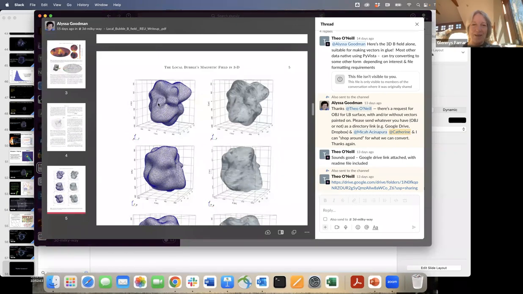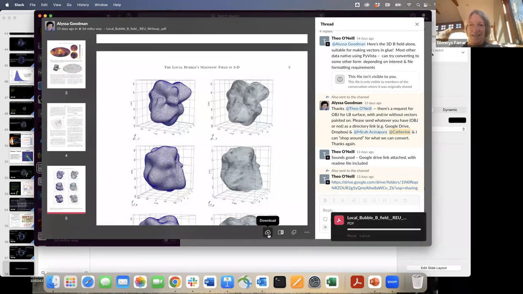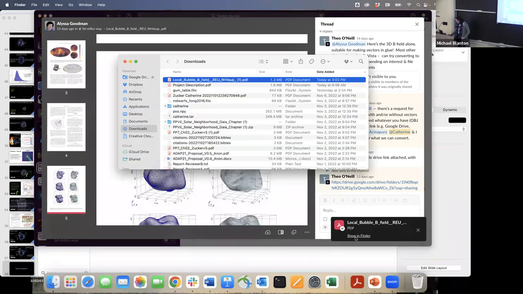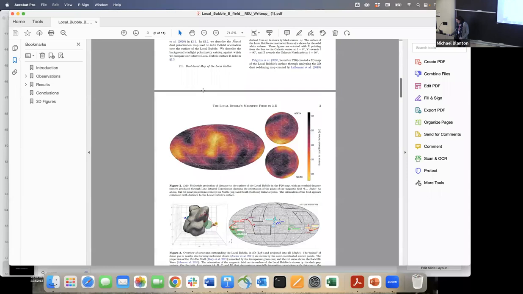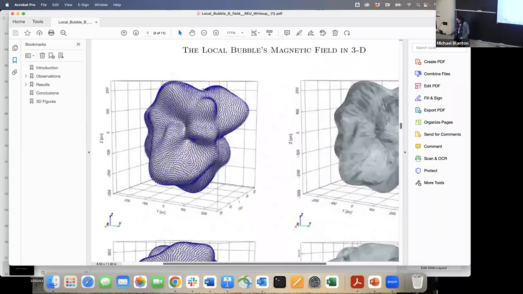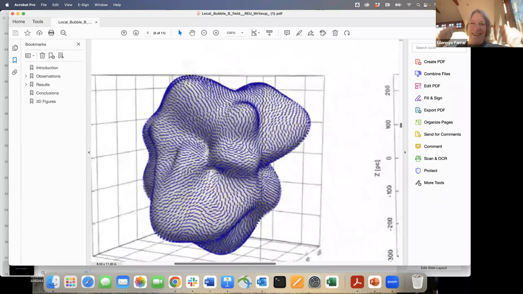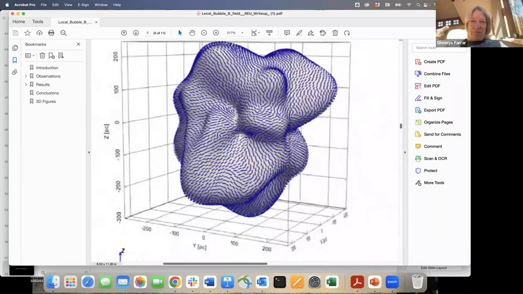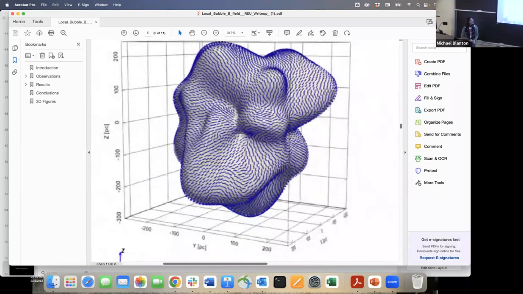That is phenomenal. It's so funny. The thing I have to do this afternoon is the press officer at the University of Virginia, where Theo is a student, wants me to write something like, why does this matter? Who would care about the magnetic field in 3D on the surface of the local bubble? Oh, well, I'll give a testimonial. Did you 3D print this? No, we need to, though.